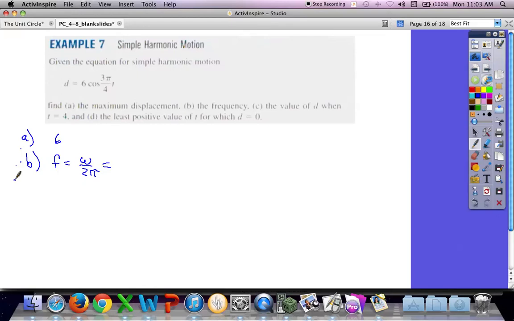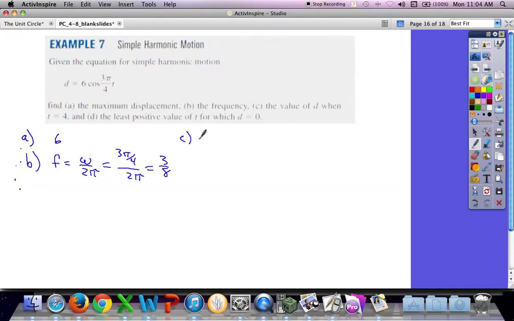3 pi over 4. So you have to say 3 pi over 4 divided by 2 pi. The pi's cancel. 3/4 over 2. 3/4 divided by 2 is 3/8 seconds to the -1. Right. How would we find the value of d when t equals 4? Plug it in, right? That's just asking you to plug it in.